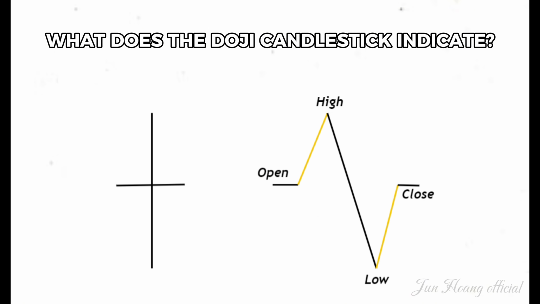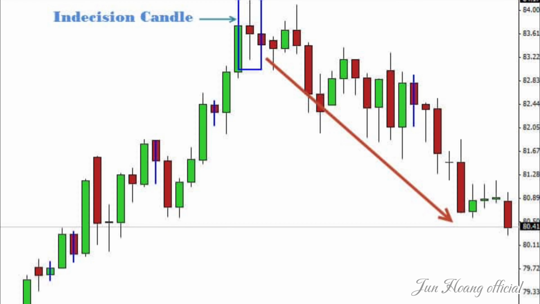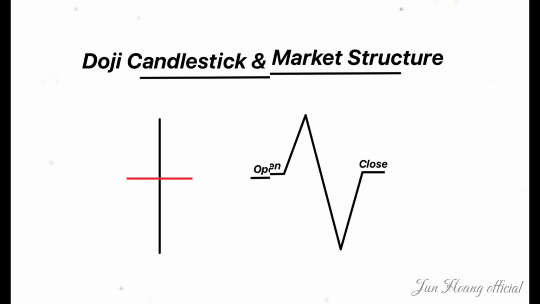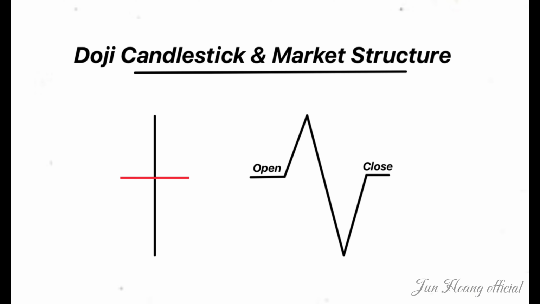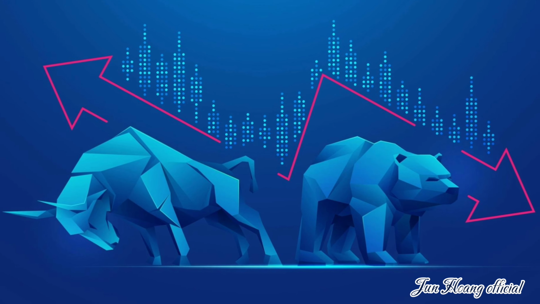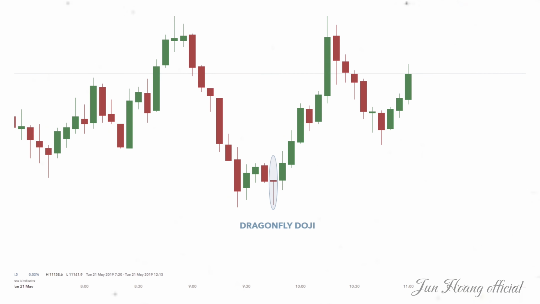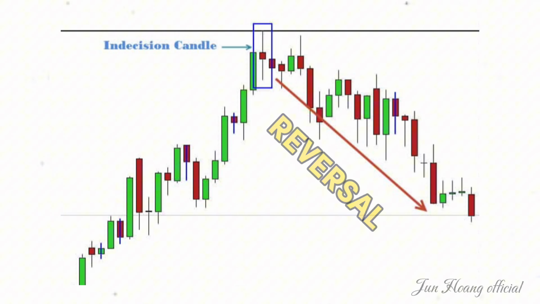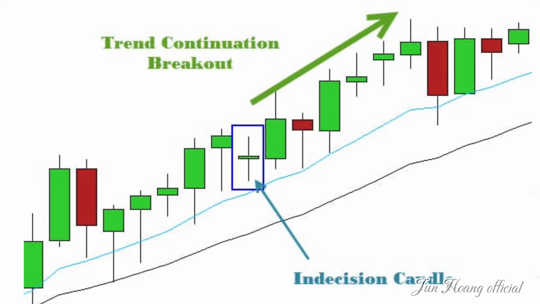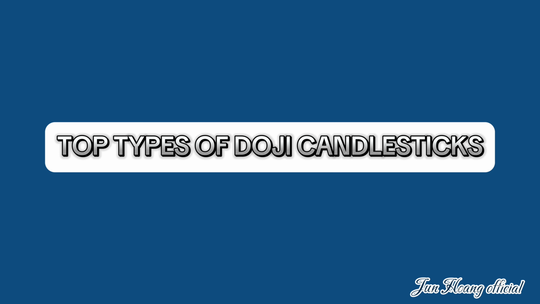The significance of a DOJI candlestick lies in its potential indication of market indecision or a potential reversal. It suggests that the market opened and closed at nearly the same level, indicating that neither the bulls nor the bears were able to gain control during the period. Depending on the context in which it appears, a DOJI candlestick can signal a potential reversal or continuation of a trend. There are different types of DOJI candlesticks.